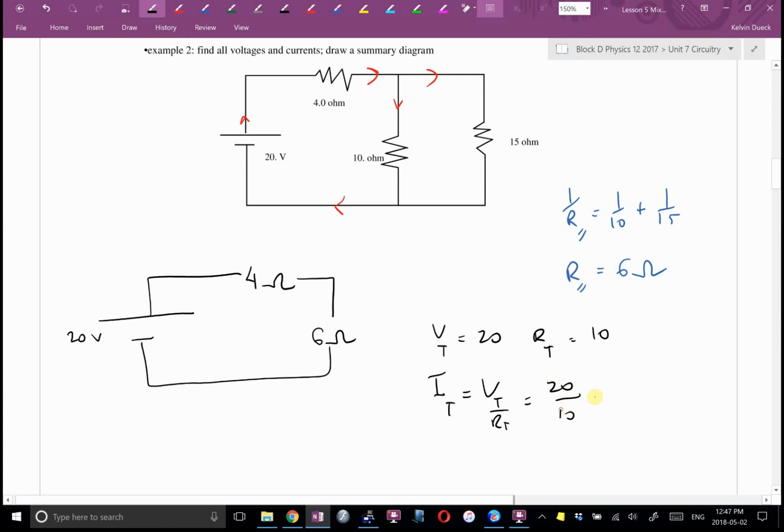Could you do it in your head, Caleb? That would be wonderful if you could. That's total current. This question's going to fall apart. How many amps are leaving the battery? Let's label that. And let's start to follow it.